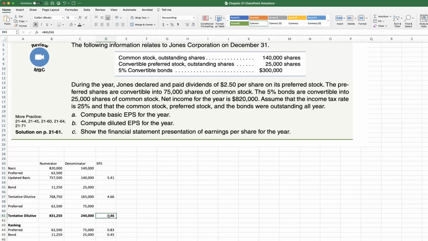We didn't have anything anti-dilutive in this example. So when we pull in our final instrument, we're still dilutive. We're still going down. So the $3.46 is what we report for the diluted EPS, and the $5.41 is what we report for basic. If, when I calculated the preferred stock impact, that number had been above $4.66, I would ignore the preferred stock impact and the diluted would have been that $4.66.